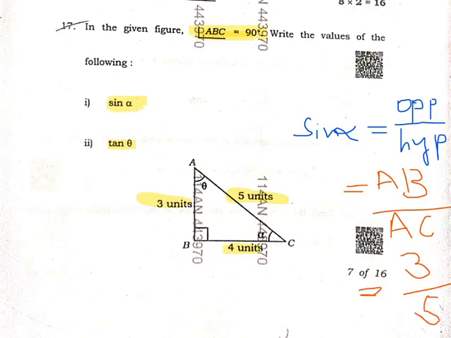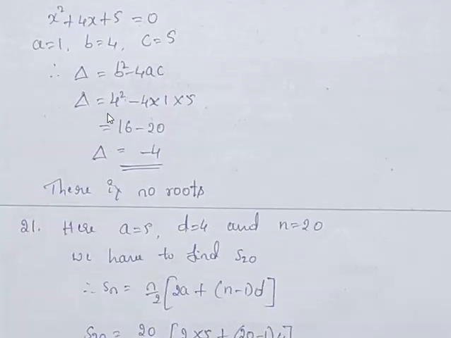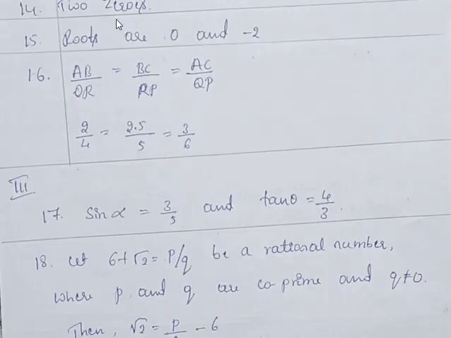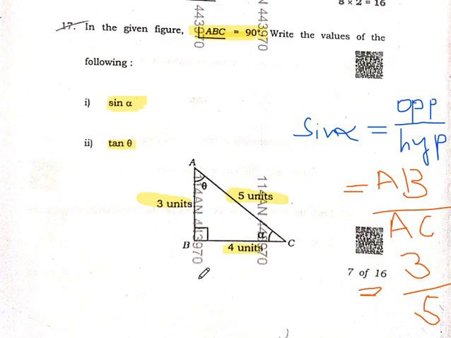Okay, so I'll show it here. Sine alpha equals 3 by 5. I have directly written the answer. How you got sine alpha as 3 by 5, I explained in the question paper: for the corresponding angle alpha, sine is opposite by hypotenuse, so AB by AC, that is 3 by 5. This is the answer.